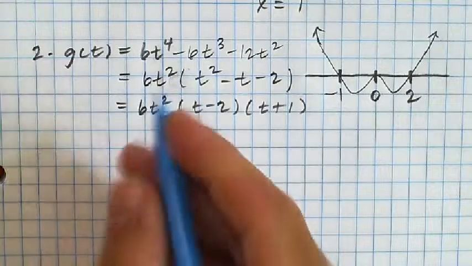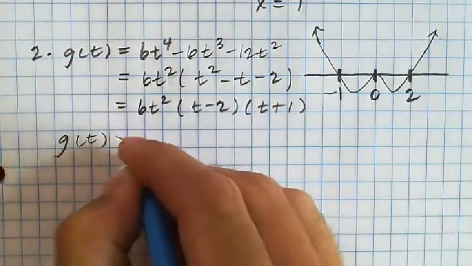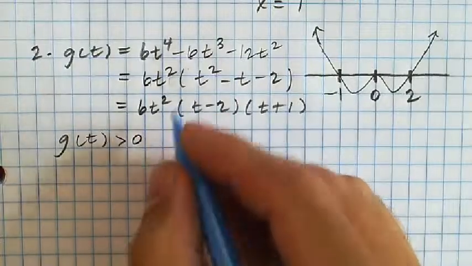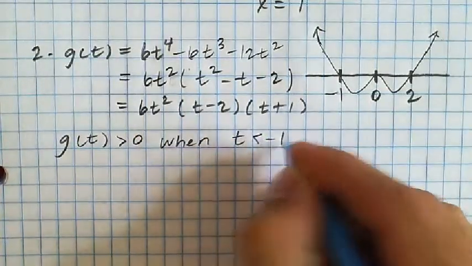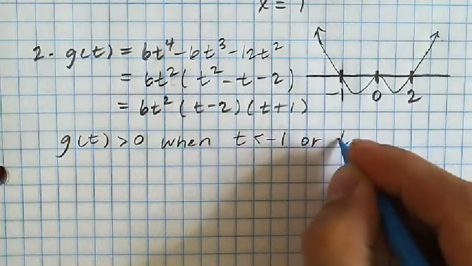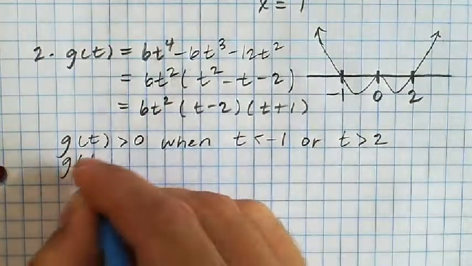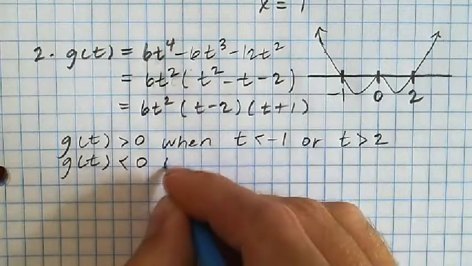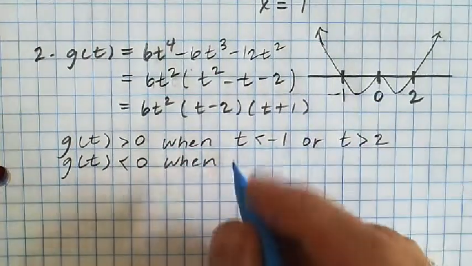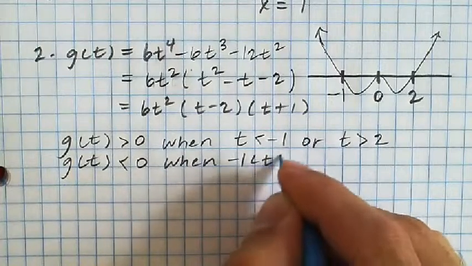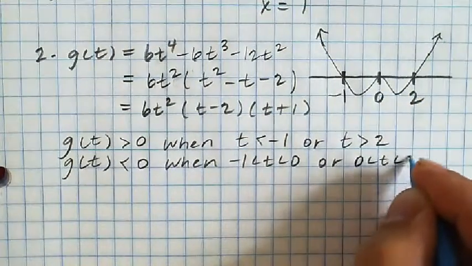I'm going to say G is positive, which is to say G of t is greater than 0, when t is less than -1 or when t is greater than 2. Okay. G of t is negative when t is between -1 and 0, or t is between 0 and 2.